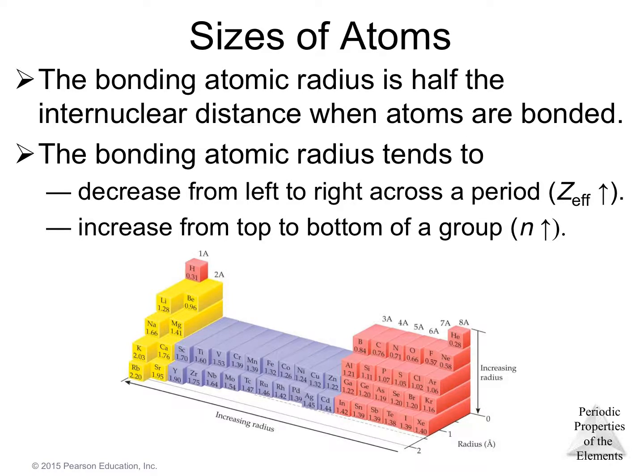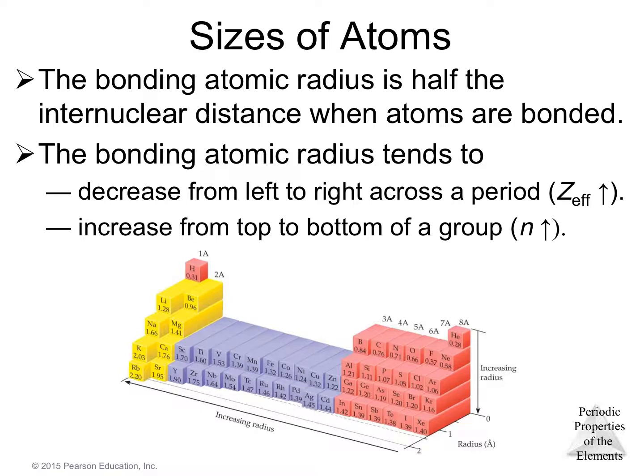Another method is called the bonding atomic radius, and that's when two atoms are bonded together. You do the same thing. You measure the distance between two nuclei. Half of that distance is the radius of the atom. This is the method that we're going to refer to. So when I say atomic radius throughout the course, I'm talking about the bonding atomic radius.